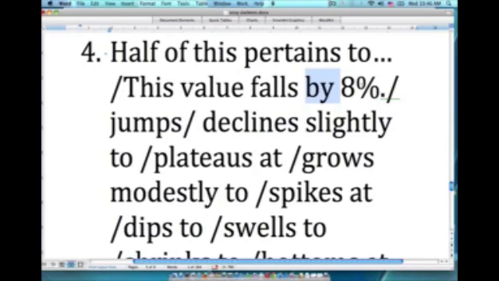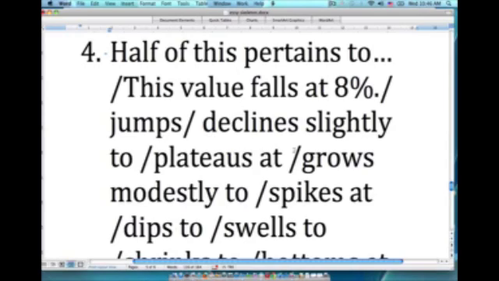Now, sometimes even students make the mistake of using words like at. I mean, at has a totally different meaning. If we say this value falls at 8%, that means that when the value got to 8%, at that point it started to fall. So be careful with the words as you use them.